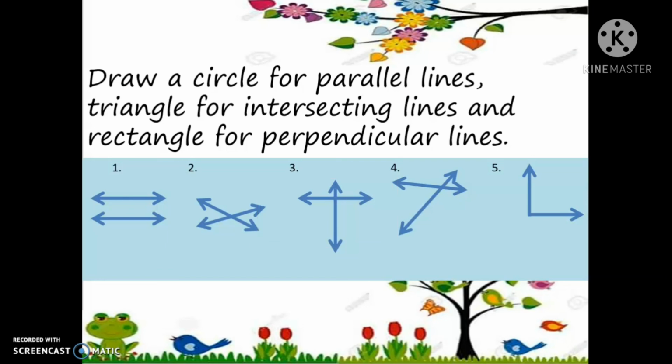How about number 4? The answer is triangle. It is intersecting lines. And number 5, the answer is rectangle. It is perpendicular lines. Very good, children. Job well done.